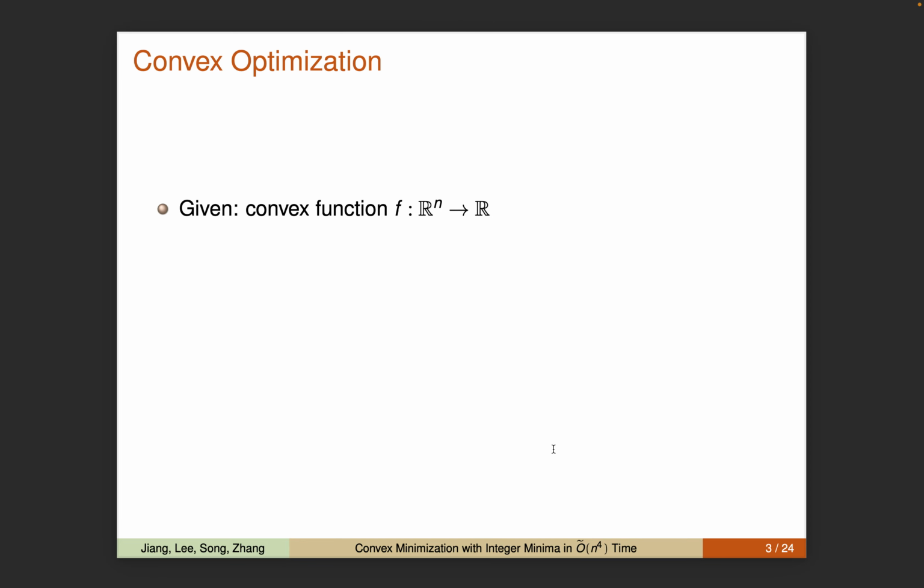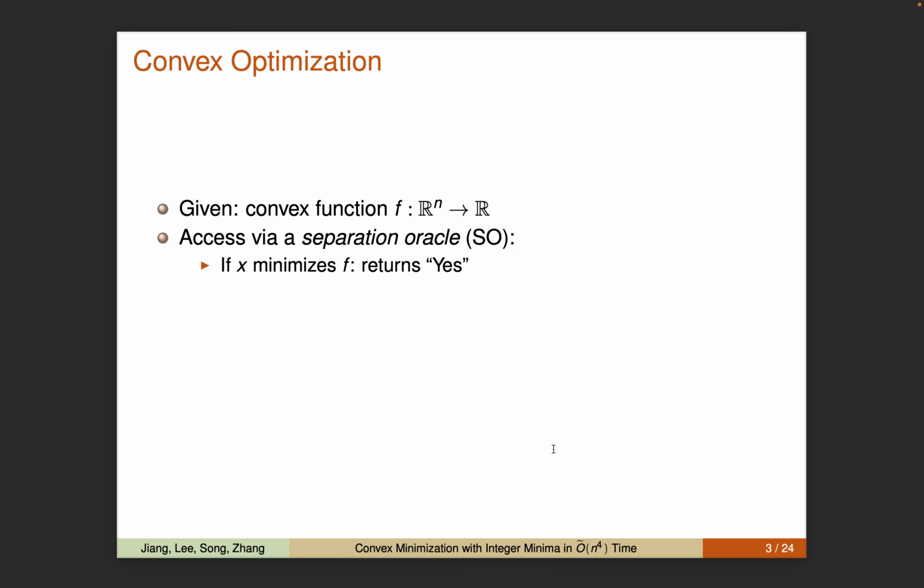So let's start with some background on convex optimization. Suppose you're given a convex function f from R^n to R, and you do not directly have access to this function. Rather, you access it via a separation oracle. The separation oracle functions as follows. You feed it a point x in R^n. If it is a minimizer, the oracle returns yes, otherwise it returns a hyperplane that separates x and the minimizer.